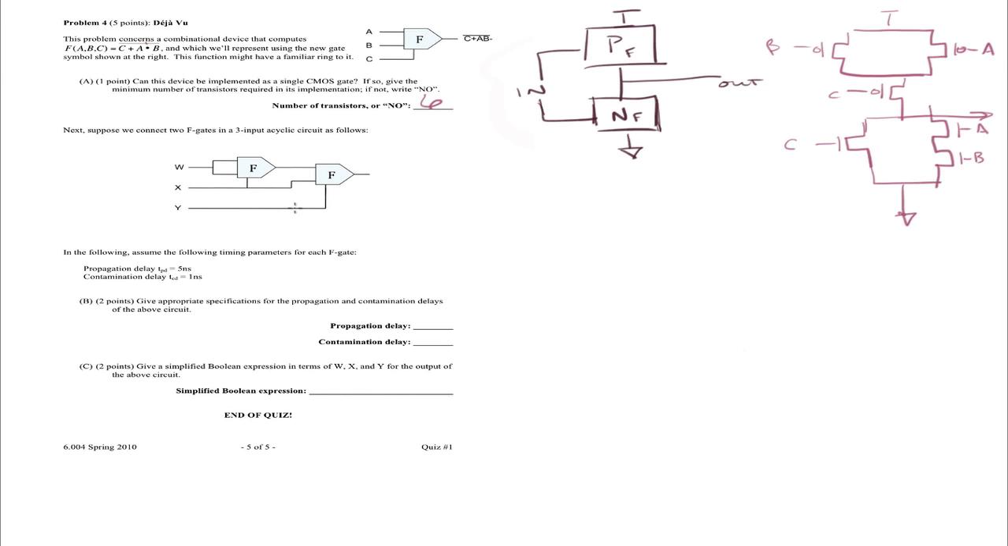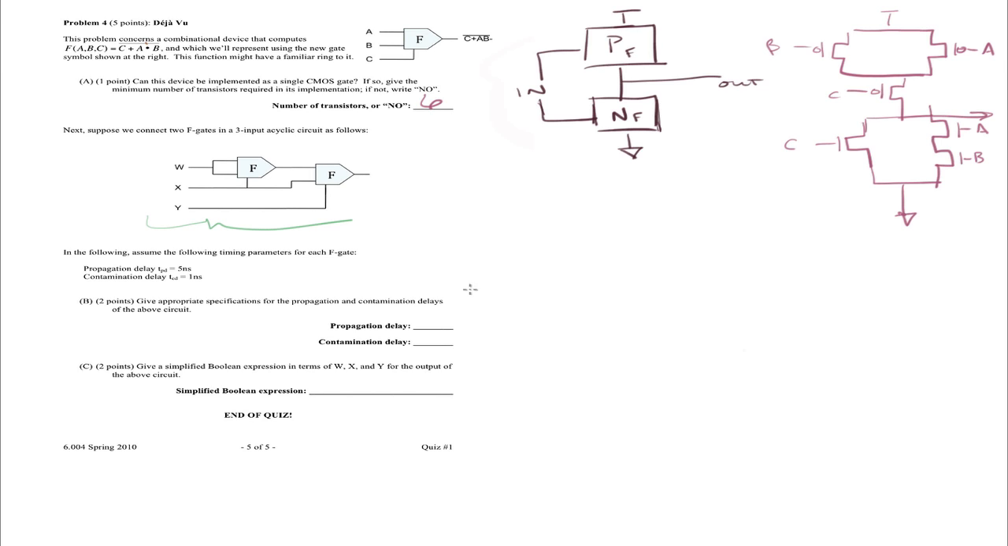Suppose we connect 2 F gates in a 3-input acyclic circuit as follows. Assume the following timing parameters for each F gate. We have a TPD of 5 nanoseconds, and a TCD of 1 nanosecond. It says, give the appropriate specifications for the propagation and contamination delays of the entire above circuit. So we're being asked about this whole thing.